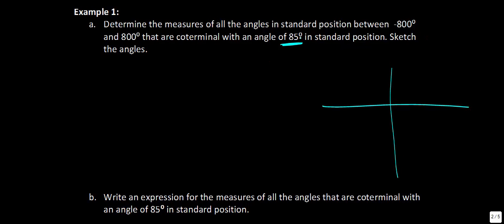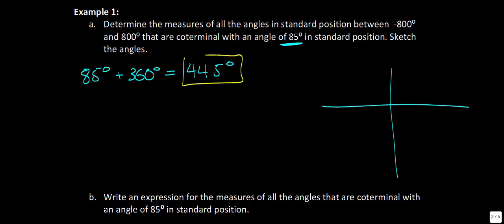First thing we're going to do is start with 85 degrees, and we're simply going to add 360 as many times as we can such that we stay under 800 degrees. So if I add 360 degrees to that, I have my first coterminal angle of 445 degrees. Next from there, I would continue to add 360 degrees. If we add 360 degrees again, the problem that you'll see is that we are now over the 800 degrees that we were looking for.